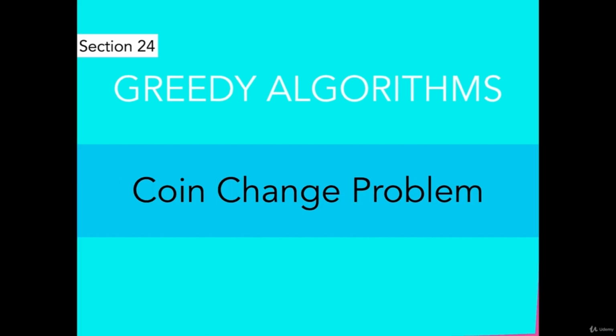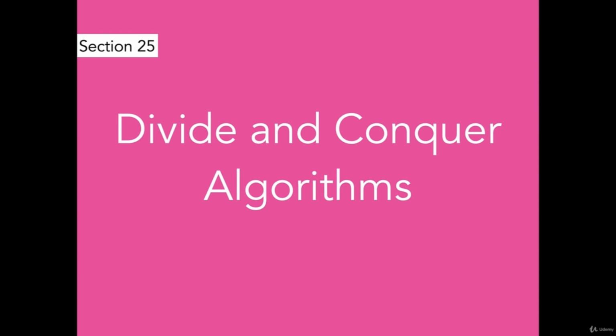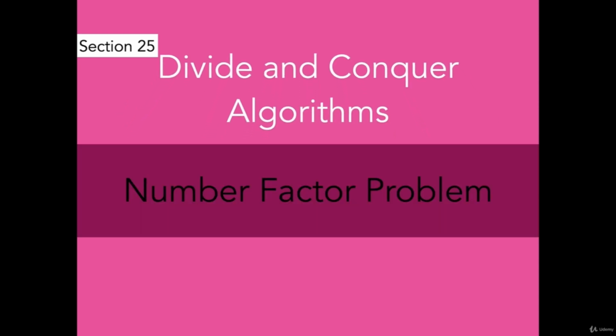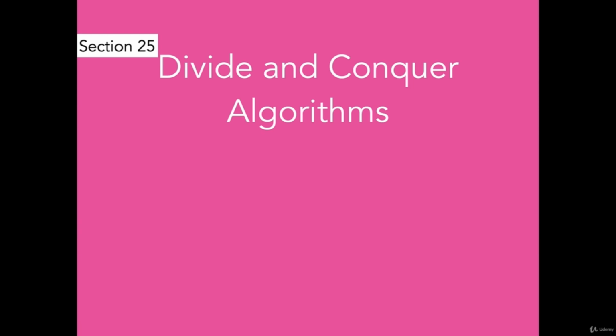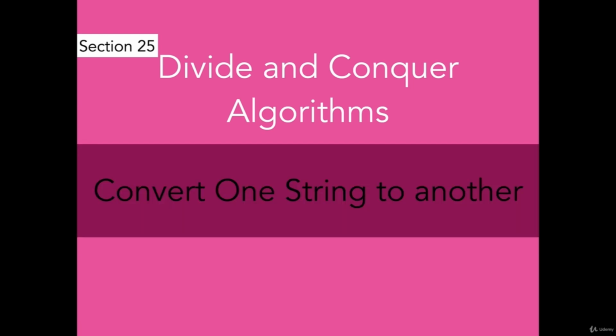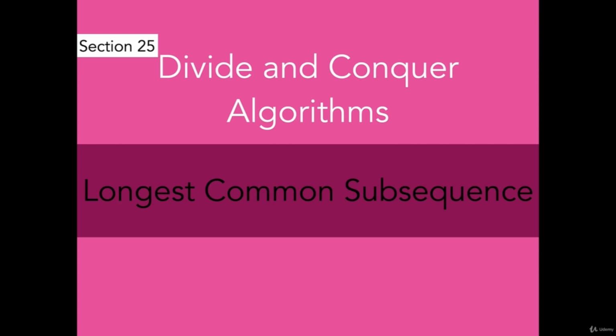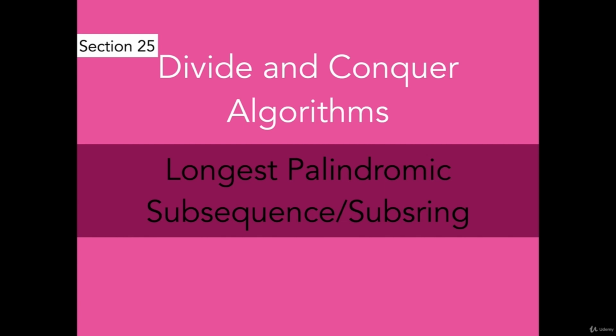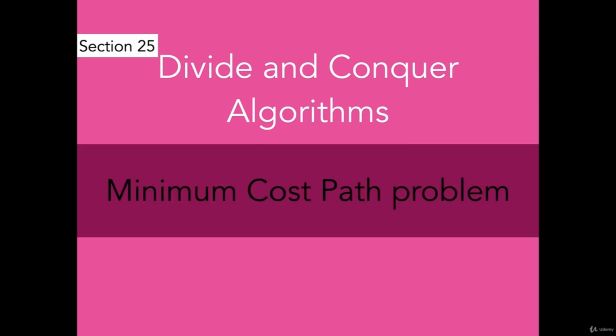Then the next section is divide and conquer algorithms. Here I will talk about main properties of divide and conquer algorithms, and we will learn how we can identify and solve problems using divide and conquer approach. Then we will solve problems like number factor problem, house robber problem, convert one string to another string, zero one knapsack problem, longest common subsequence problem, longest palindromic subsequence or substring problem, minimum cost path problem using divide and conquer approach. And we will create methods in Python for those problems over here.